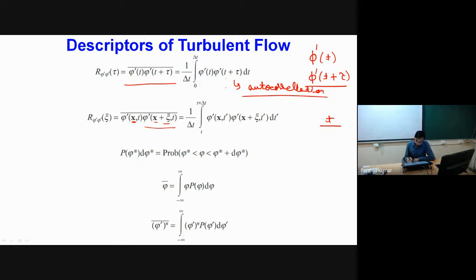Now, if our tau and zeta approach 0, it will become nothing but phi t into phi t, and here also it will become phi x comma t into phi x comma t. So this autocorrelation will become nothing but our variance, and when tau and zeta approach 0, our variables have perfect correlation between the two. That's why the magnitude of R phi phi tau and R phi phi zeta, when these approach 0, will actually be maximum.